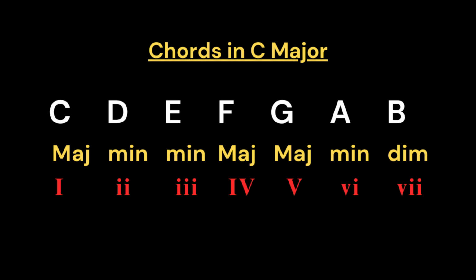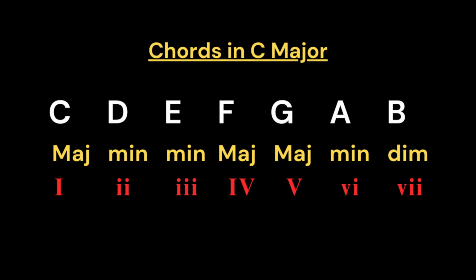All right, what you can see here is my first chord is major, second chord is minor, third chord is minor, fourth chord is major, fifth chord is major, sixth chord is minor, seventh chord in its triad form is what's called a diminished, and then we're back to C again.